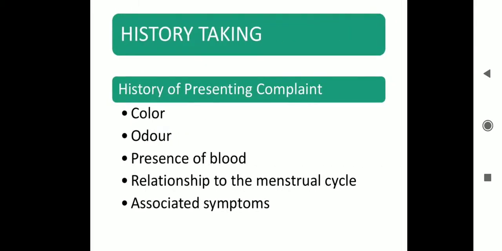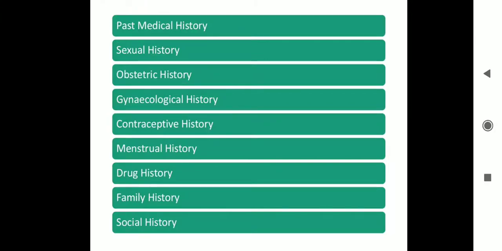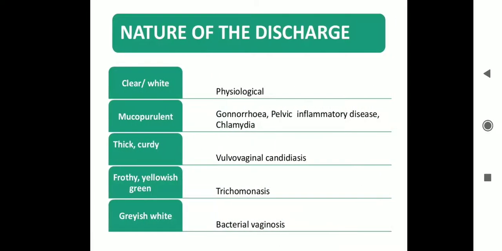women. In history taking, we have to ask for the color, odor, presence of blood, and relationship to the menstrual cycle and associated symptoms. You should also take past medical history, sexual history, obstetric history, gynecological history, contraceptive history, menstrual history, drug history, family history, and social history.